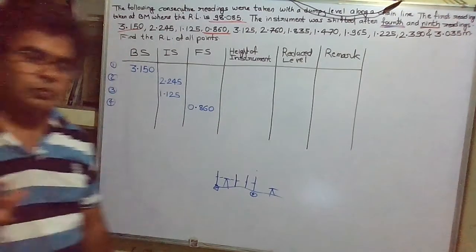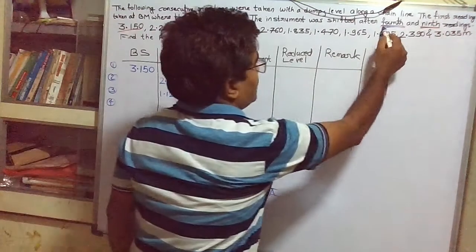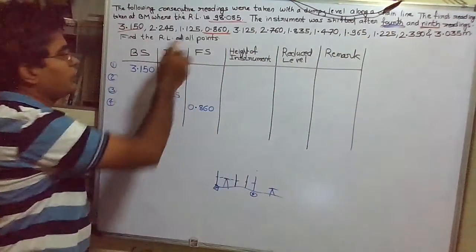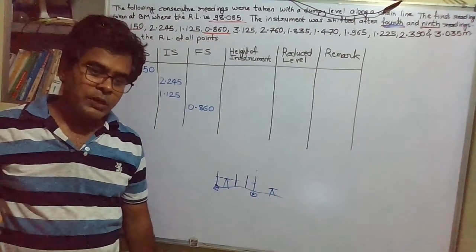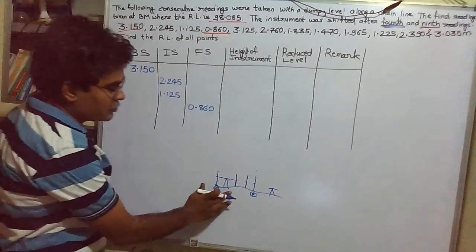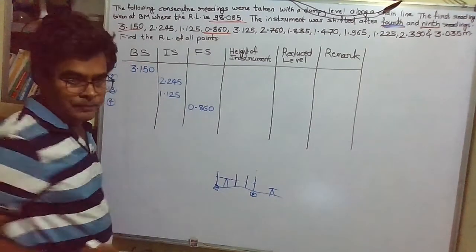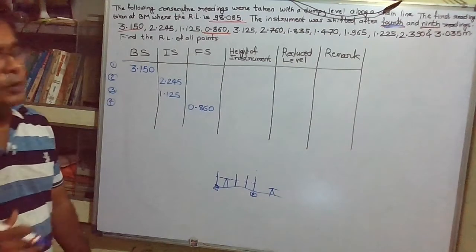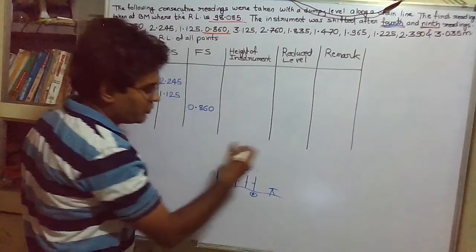Okay, got it up to this? Because we are shifting the instrument after the fourth reading, what is the definition of foresight? The last reading taken with any setup of the instrument. With this setup of the instrument, the fourth reading is the last, so we have written it in the foresight. So after the fourth reading, the instrument has shifted. We have shifted the instrument from here to some new location.